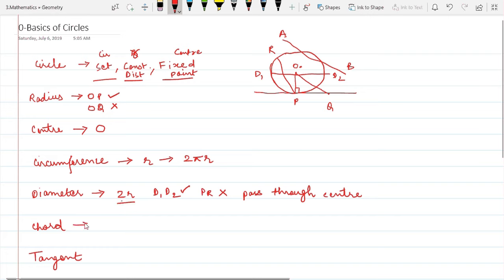What is a chord? Chord is a line that touches 2 points on the circle inside the circle but does not pass through the center. So in the example, PR is the chord of a circle. Now remember, diameter is the longest chord in the circle. Diameter is the longest chord.